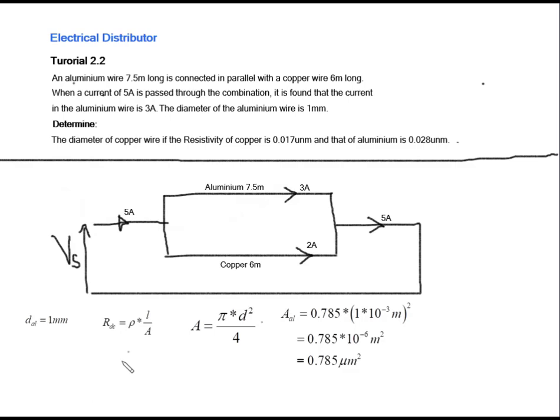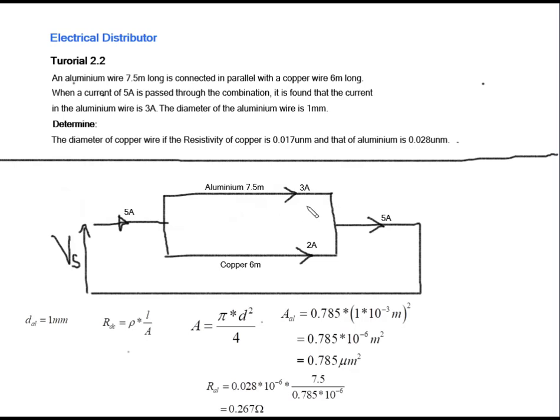Now, from there, we can deduce and calculate the resistance. We now have the area. The resistance, by replacing the value of the resistivity of the aluminum, which is 0.028, and then the length of the cable, which is 7.5, over the area, gives us a resistance of 0.267 ohm. That is the resistance of this cable here, the aluminum cable.